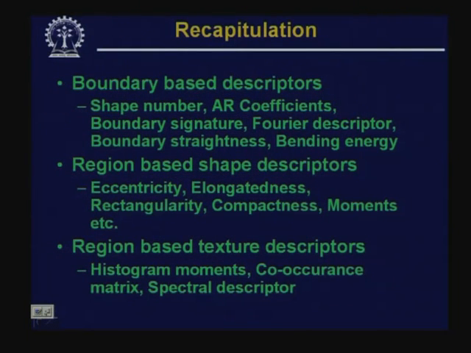Then we have seen a boundary signature, and we have said that this boundary signature is nothing but a one dimensional representation of a two dimensional boundary. There what we have to do is get the centroid of the shape, and from the centroid we have to get the distance of different boundary points. The boundary points have to be traced either in the clockwise direction or in the anti-clockwise direction. If I plot that distance versus the direction from the centroid of that particular object, then what we get is a one dimensional or 1D functional representation of the two dimensional boundary, and that is what we have called the boundary signature.